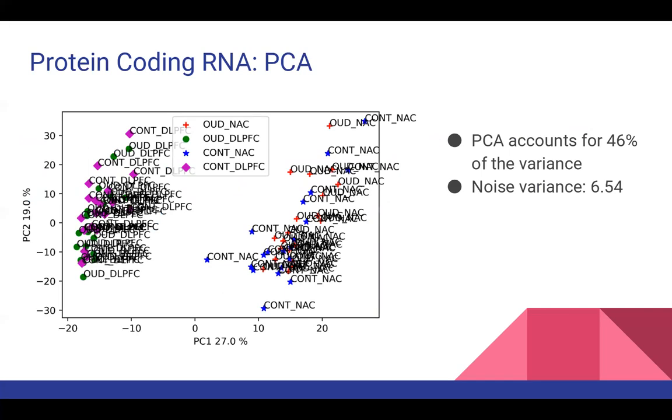Principal component analysis suggested large amounts of noise within the OUD and control samples, and samples were grouped by brain region rather than OUD diagnosis. The PCA accounted for approximately 46% of the variance in the data, and noise variance was 6.54.